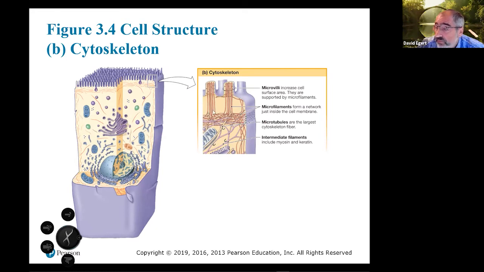So this version is showing the cytoskeleton. I think it's kind of interesting. You can see microfilaments. You can see here these microvilli are being supported by little actin. Microtubules are helping drag things around, hold things together.